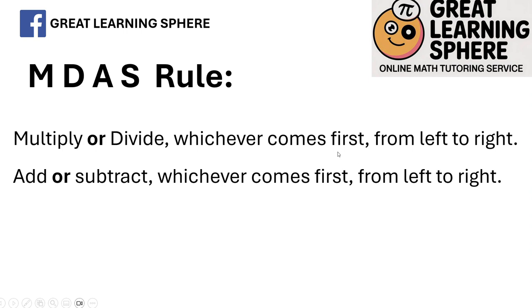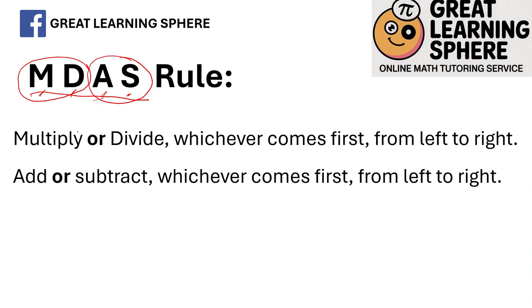Take note that we have a rule to follow whenever we simplify expressions with two or more operations. So we have to take note of the MDAS rule. Here, the M and D come together. Take note of that. And A and S also come together. The common misconception of the MDAS rule is that you have to multiply, divide, add, and subtract. But no, that is not the right way of doing it.